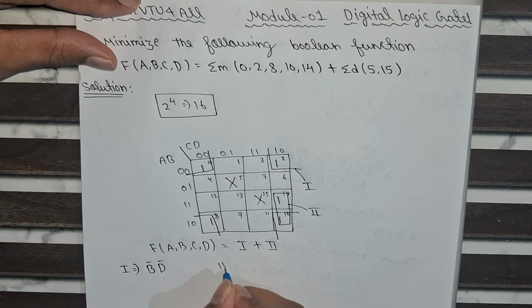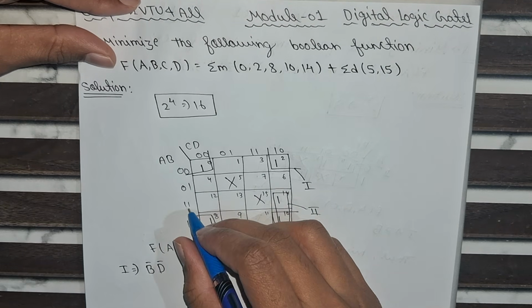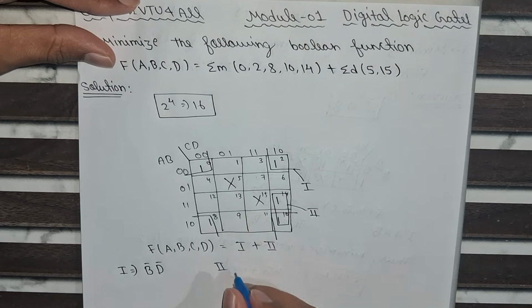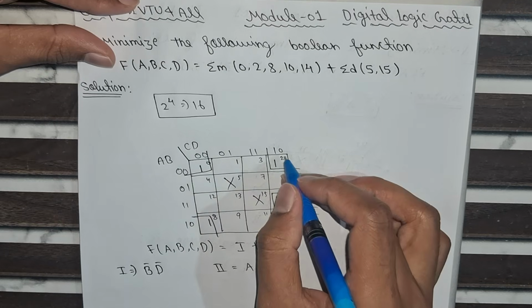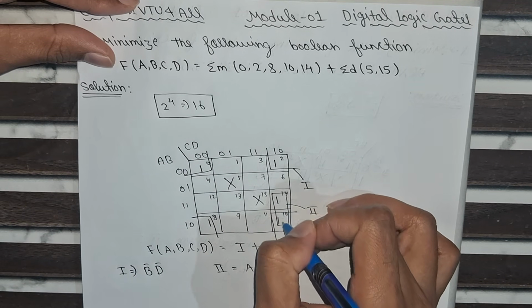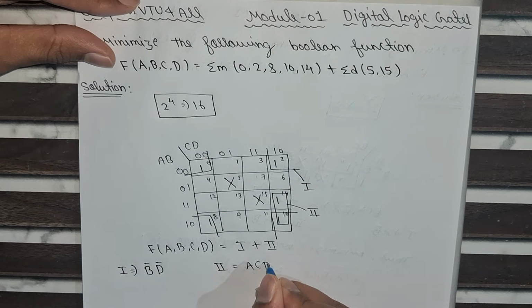Now we will check the second group, and the second group is this one. So for AB, it is covering 1 1 and 1 0. So 1 to 1, A is the same but B is changing. So we will write A, and now we will check for CD. CD is only covering one column, so it will be the same throughout these 2 rows. So we directly write C D dash.